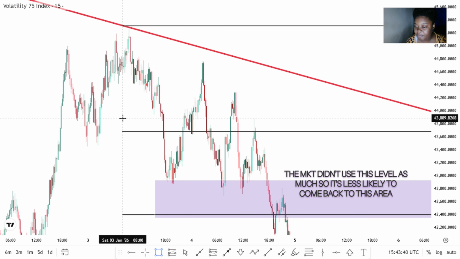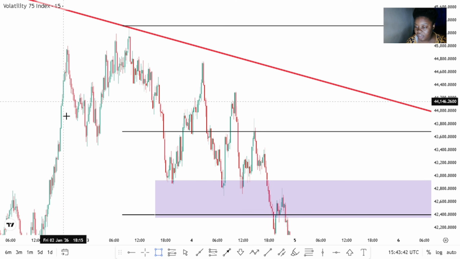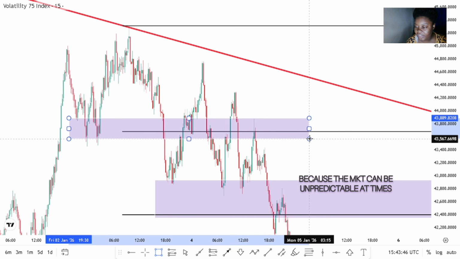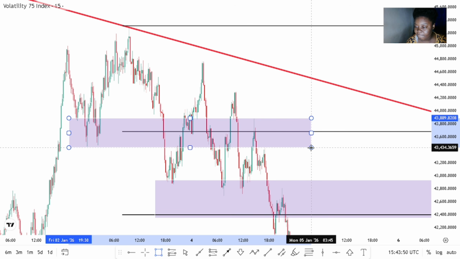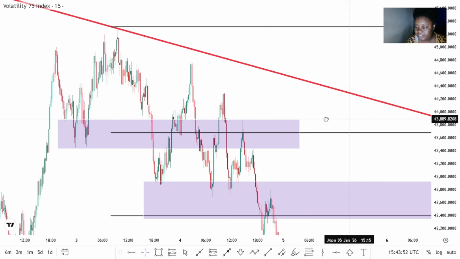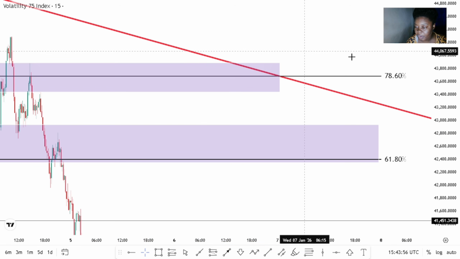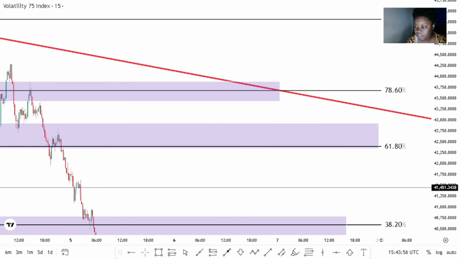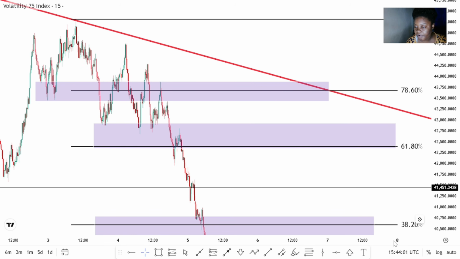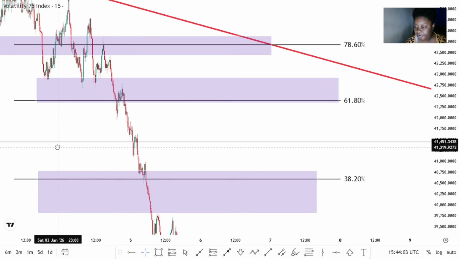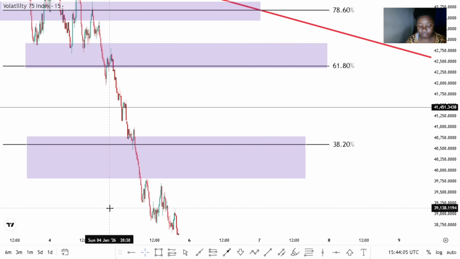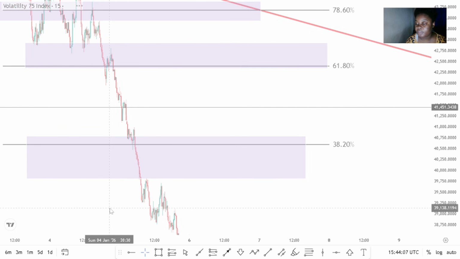Not really seeing much, but let's still have it outlined. Let's still have it outlined to involve all of this. All right. So let's go back on the 1 hour time frame.